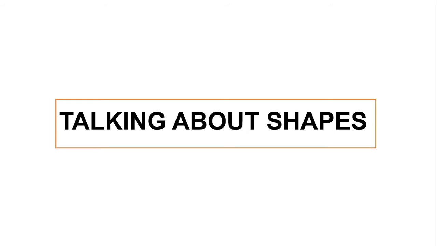So, let us today look at talking about shapes. Remember last time we looked at shapes? We looked at a circle, a quadrilateral, a triangle, and an ellipse. So today we are going to talk about what we can see about these shapes. Okay? All right. So let's begin right away.